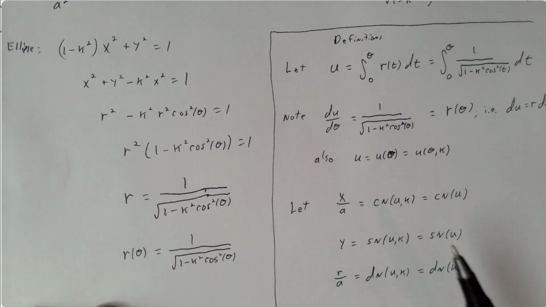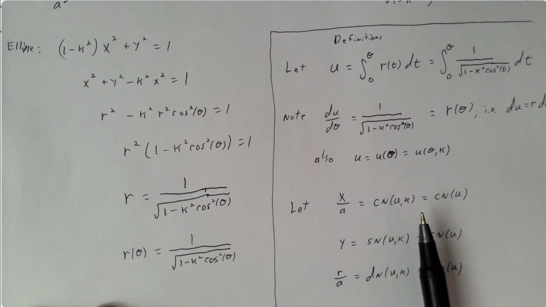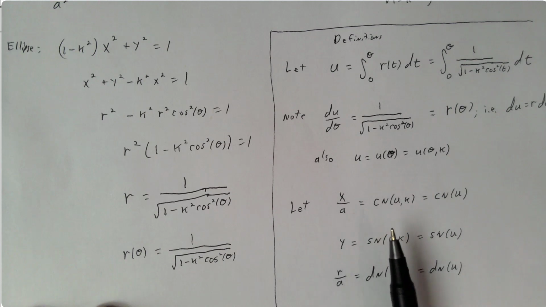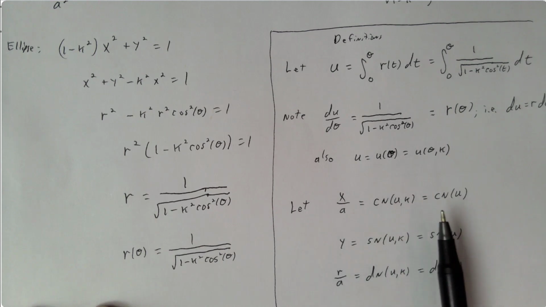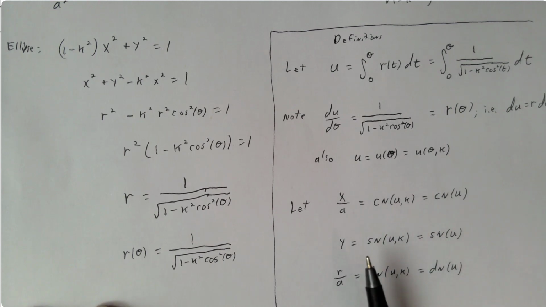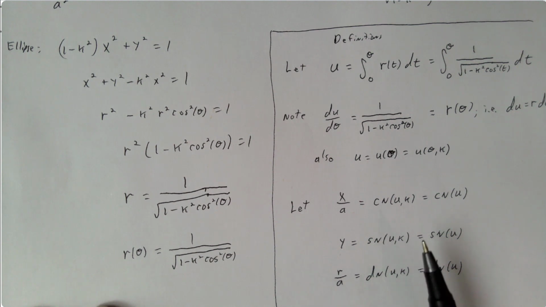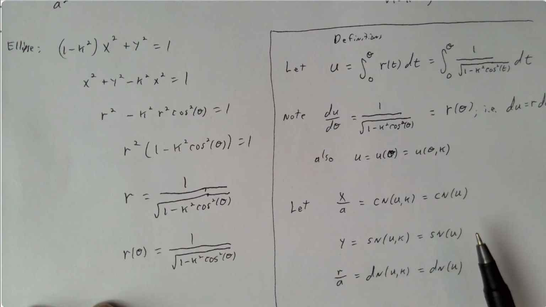So technically, here are our definitions. x over a will be cn u, but it also depends on k. And y will be sn u, but it also depends on k. And then r over a, we've got this new trig function. If I call it a trig function, we have this new function, dn u, which will be r over a. So if I make these definitions, and I'm doing it in terms of this u, I need to define that as well.